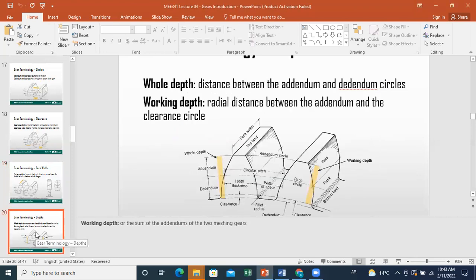Now, other terminologies used: we talk about the whole depth of a tooth. The whole depth is the summation of the addendum and dedendum circles' radii. The working depth, on the other hand, subtracts the clearance. We consider that the working depth is the whole depth minus the clearance. So this will be the working depth where you have penetration between the two gears in contact.